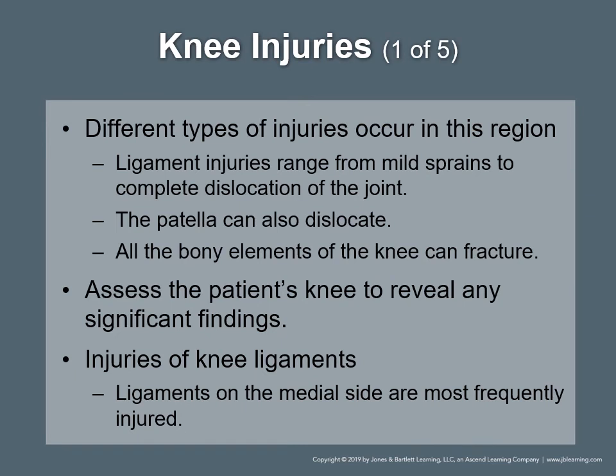Knee injuries. The knee is very vulnerable to injury, therefore many different types of injuries occur in this region. Ligament injuries range from mild sprains to complete dislocation of the joint. The patella can also dislocate. What is the patella?